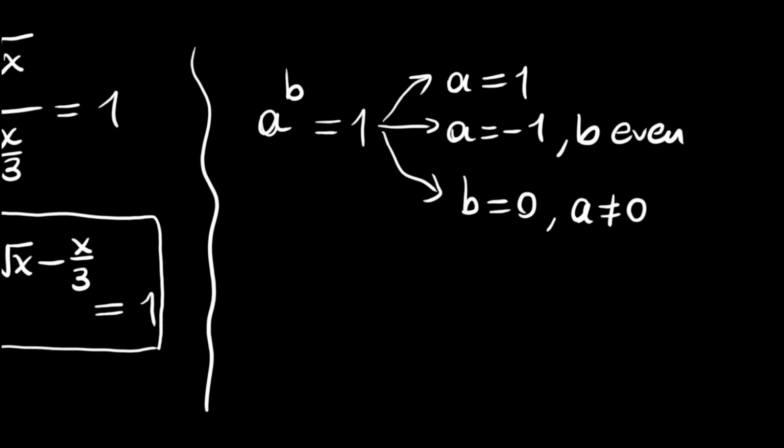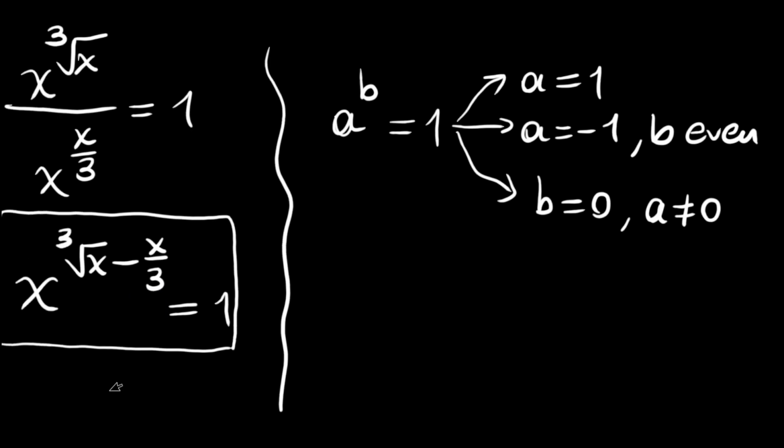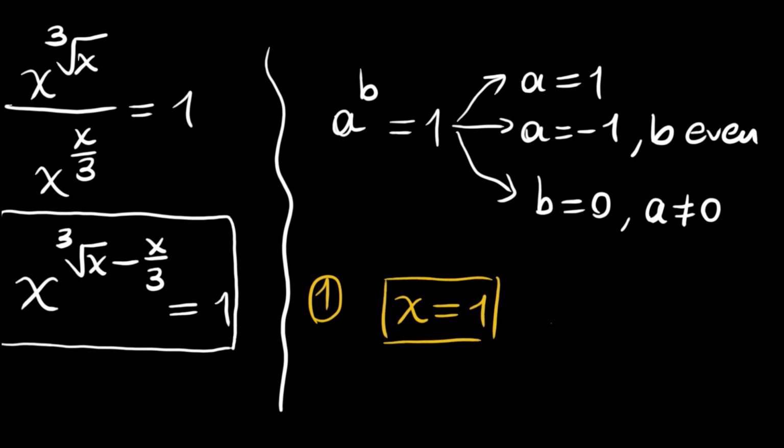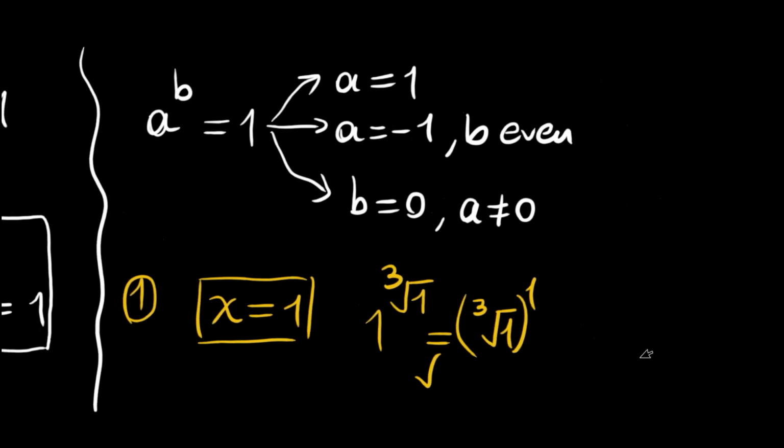The first option is if our base is equal to 1, if x is equal to 1, we are done. Let me check. 1 to the power of the cube root of 1, which is 1 again, is equal to the cube root of 1 to the power of 1. So no problem.